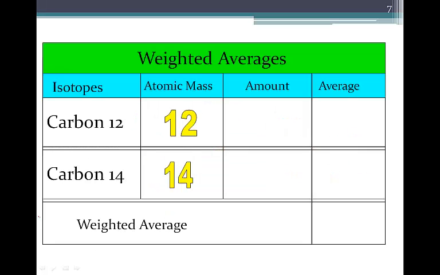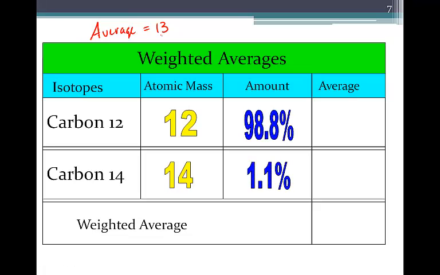We define atomic mass as the weighted average of all the naturally occurring isotopes. So let's take a look at how to calculate weighted average. If we look at the two isotopes of carbon, carbon-12 and carbon-14, we would expect a regular average to be 13. However, a weighted average takes into account how much of a substance is present. So carbon-12 is present in 98.8% of all carbon, while carbon-14 is only present in 1.1%.